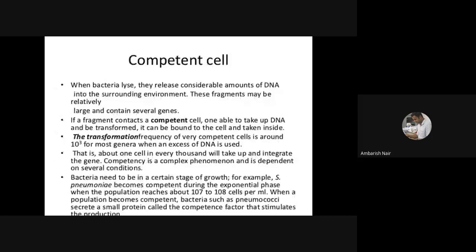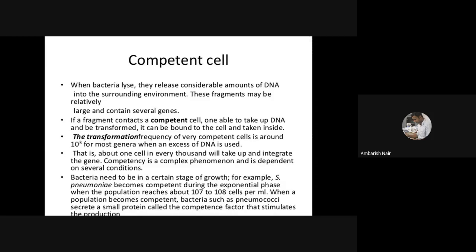Next, the important thing in transformation is competency. Competency is the ability of a recipient cell to take up the genome. In our college, when we talk, we say enhance the competency of the students. That means capacity building. The bacteria should have that capacity to absorb genome from outside. When bacteria lyse, they release a considerable amount of DNA into the surrounding environment. These fragments may be relatively large or small and contain several genes. If a fragment contacts a competent cell, the cell will be able to take up the DNA and be transformed. It can be bound to the cell and taken inside.